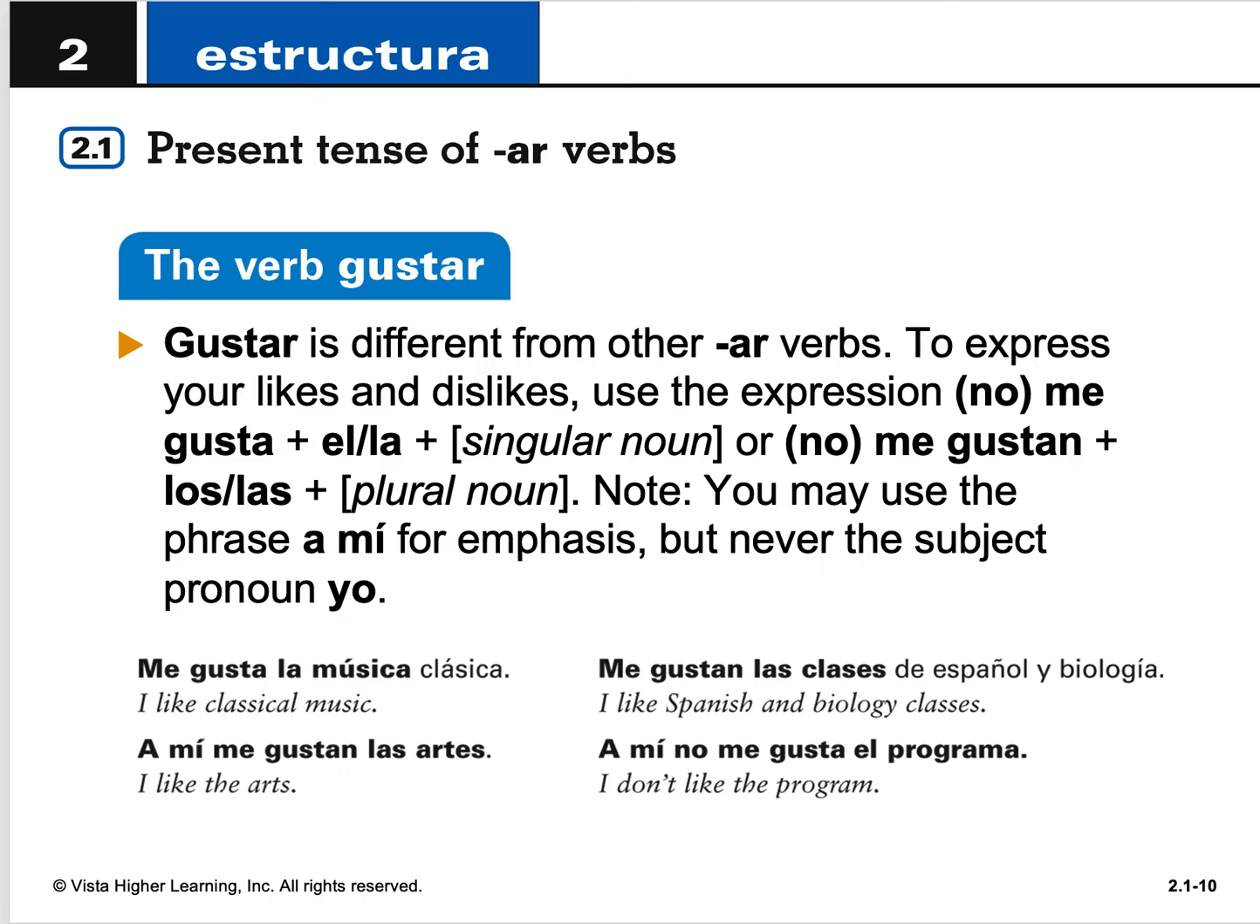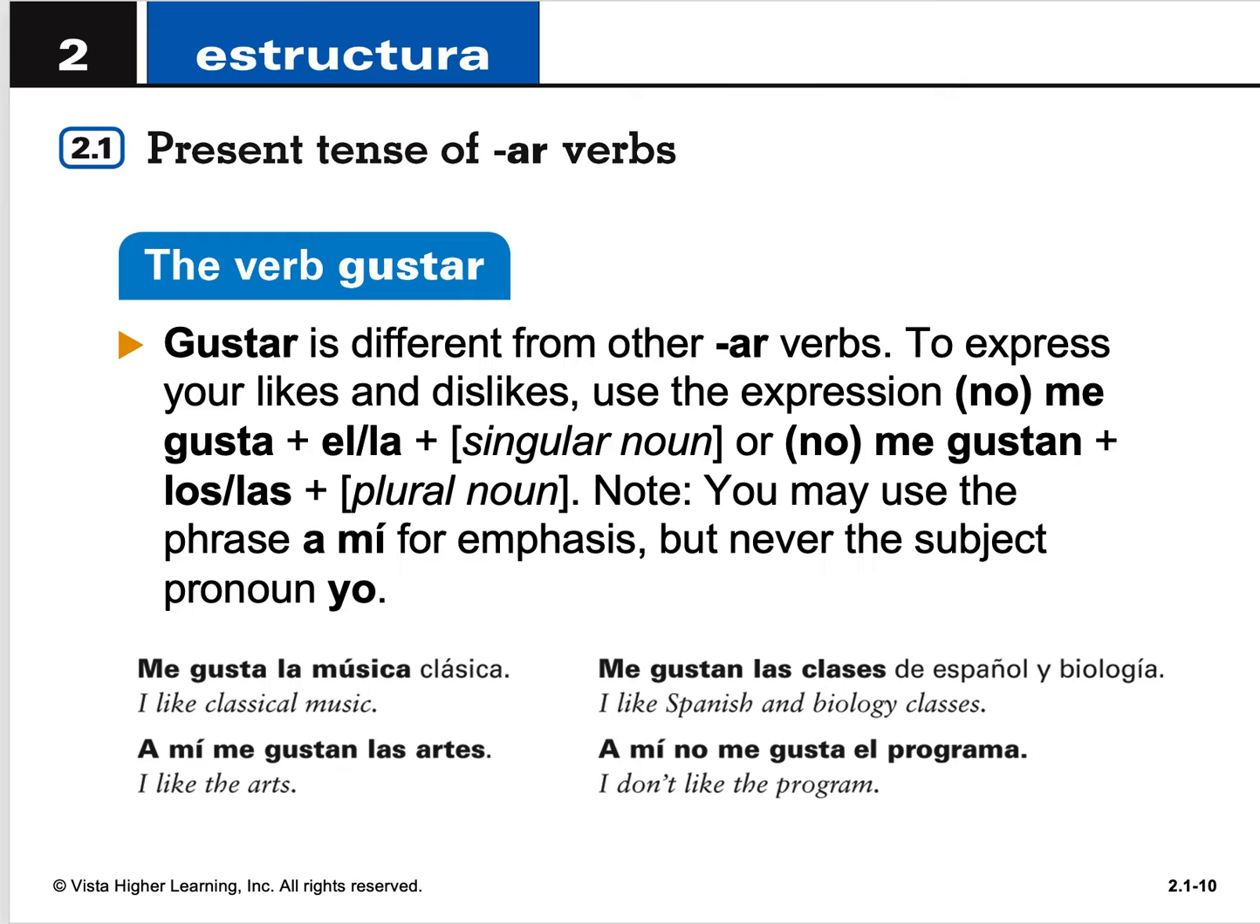The verb gustar is different from other AR verbs because to express likes and dislikes, we're going to have an extra piece put in there. So no me gusta, and then you have no me gustan. So no me gusta plus the el or the la and a singular noun. If it's plural, so I don't like classical music, or I like classical music.